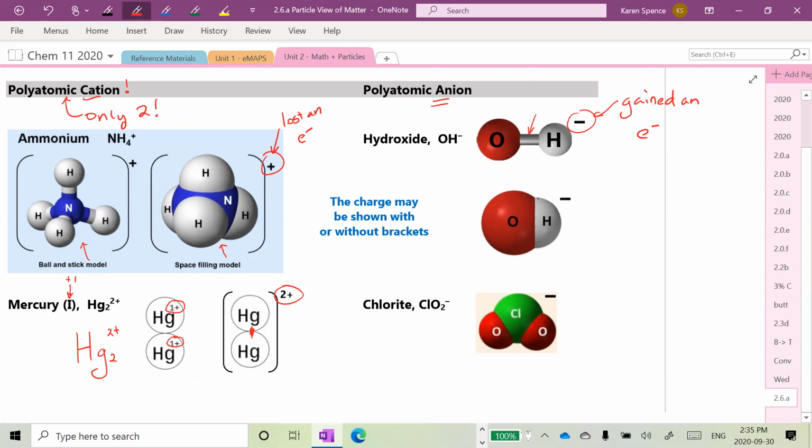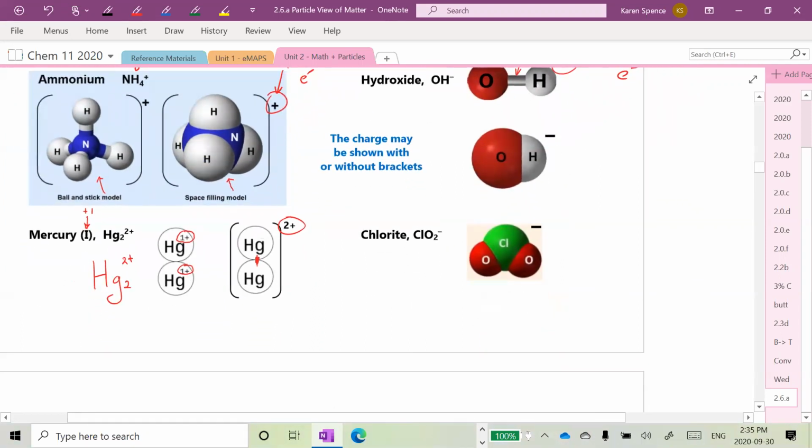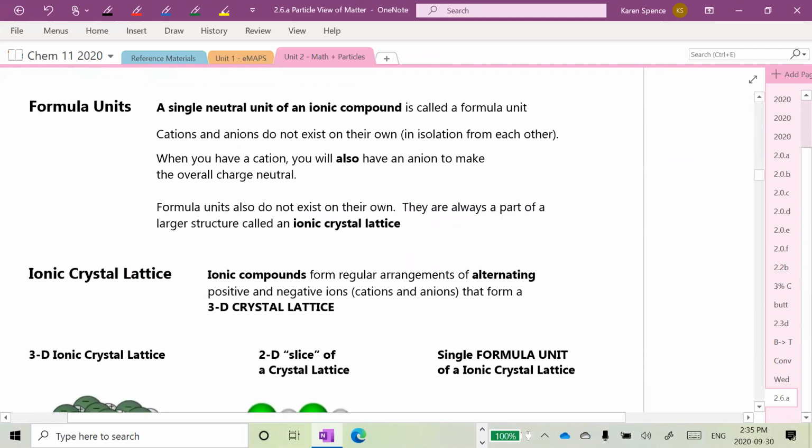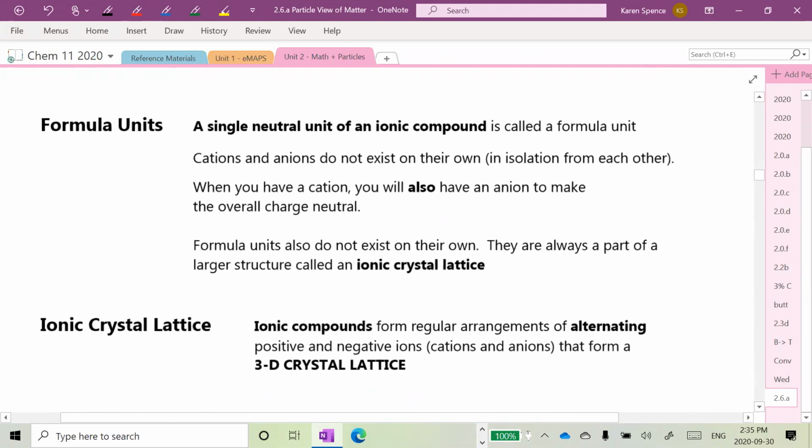Those are your ions. And we're almost done, I promise. Formula units. This is the weird one. A formula unit is a single neutral unit of an ionic compound. It's made of ions. It is made of charged particles, but because you have both positive and negative, they cancel each other out and they come out neutral.